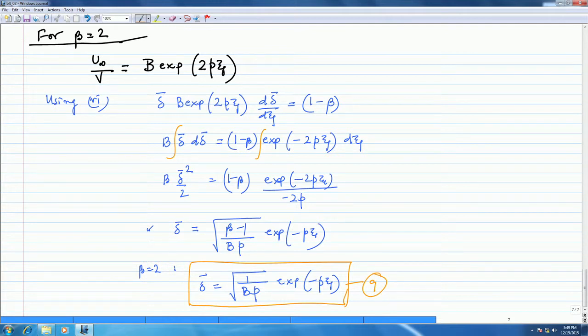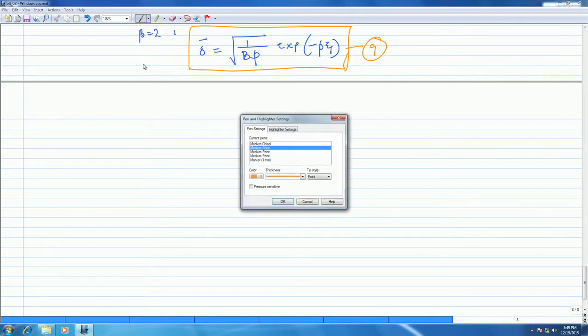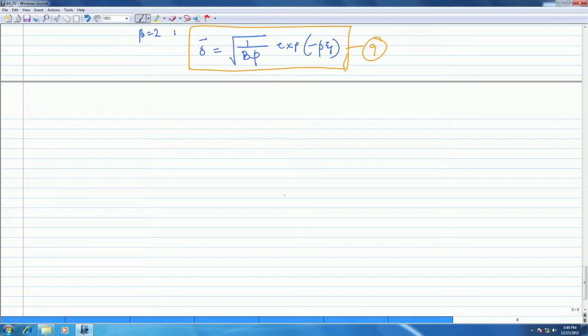Now let us look at the variable eta and how we're going to treat that. Let us see how we will treat it. What we will do is, this is the similarity variable.